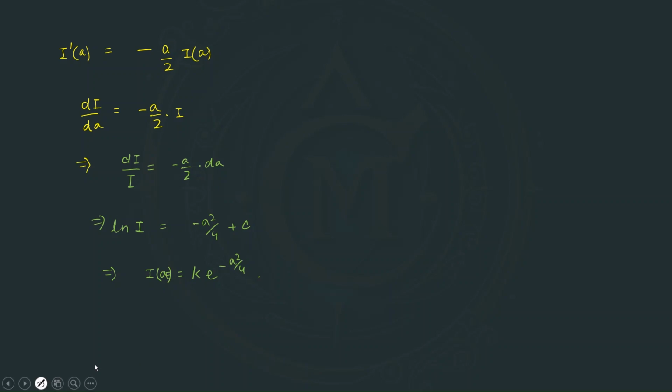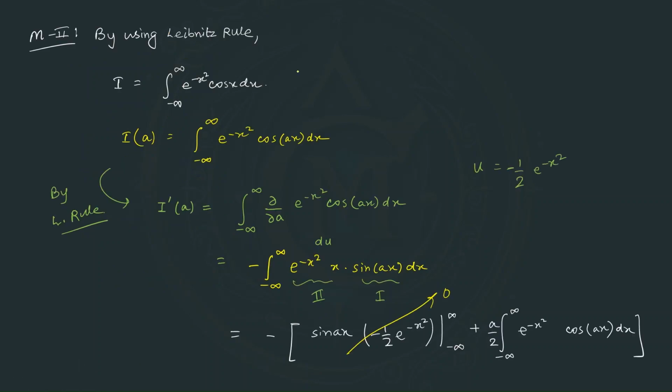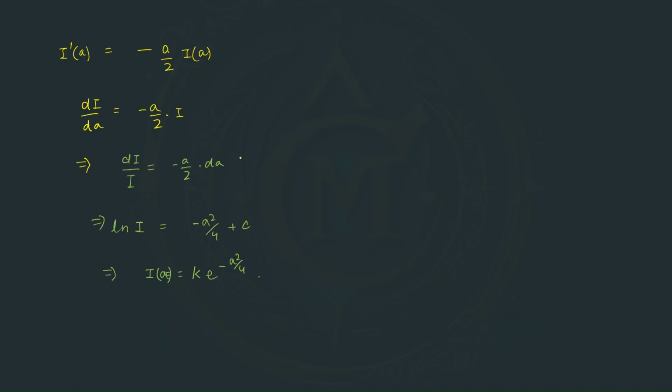So we use this information here, that I of 0 is, if we put a equal to 0 in this expression, we get it is equal to integral from minus infinity to infinity of e to the power minus x square dx, which is equal to root pi as given in the question. So I of 0, if we put a equal to 0 here, we will get k, so it is equal to root pi. So we can say I of a is equal to root pi times e to the power minus a square divided by 4.